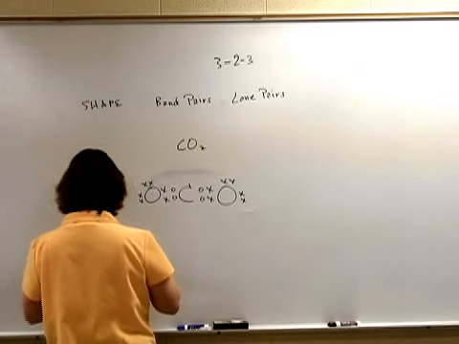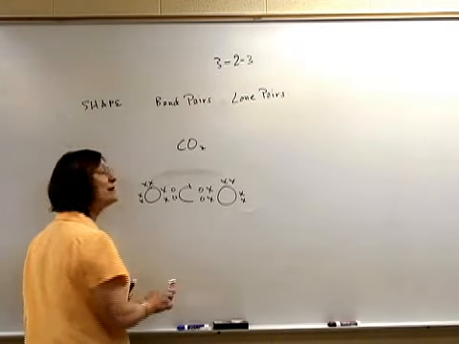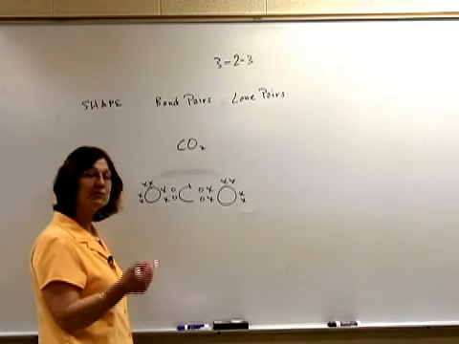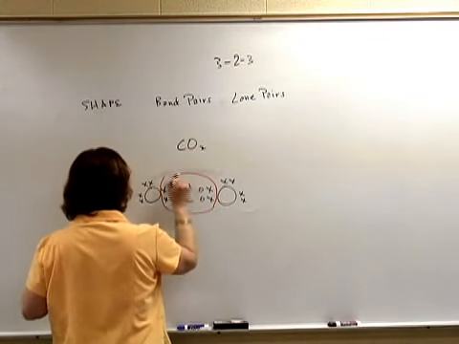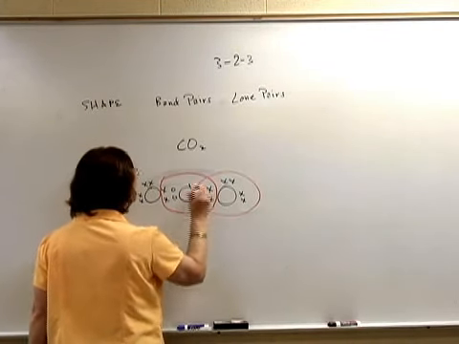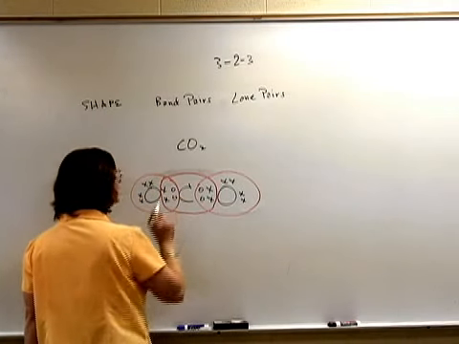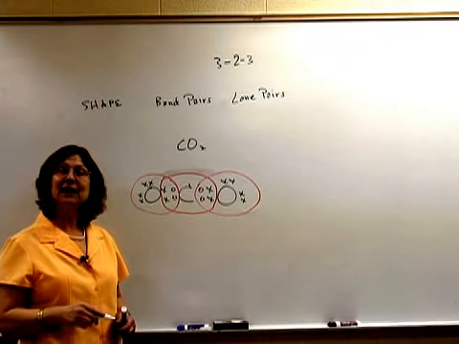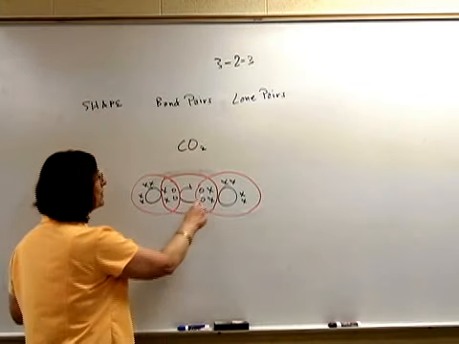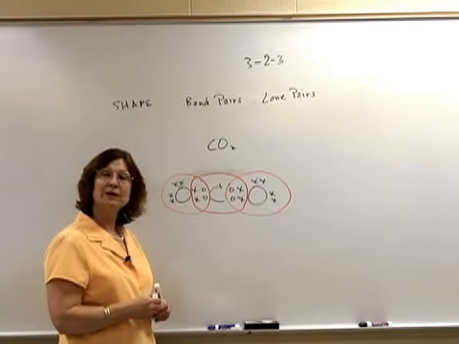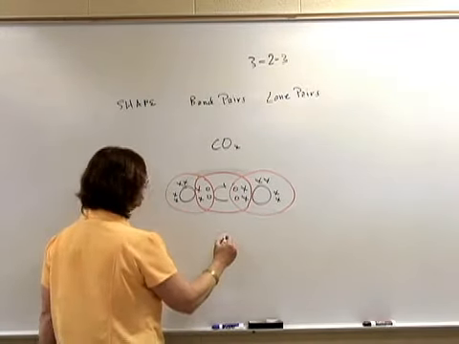Now I want to circle my octets to make sure that I got 8 electrons around each atom. And therefore I have 8 around the carbon and 8 around each oxygen. Now we have what is called a line diagram or a line structure, and for each pair of electrons we have one line, and therefore it looks like this.